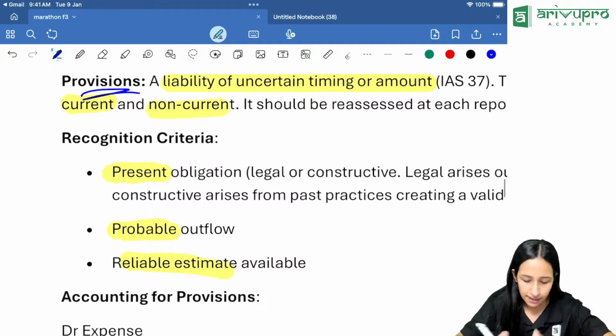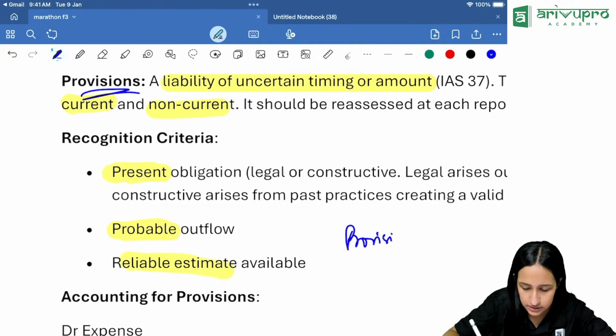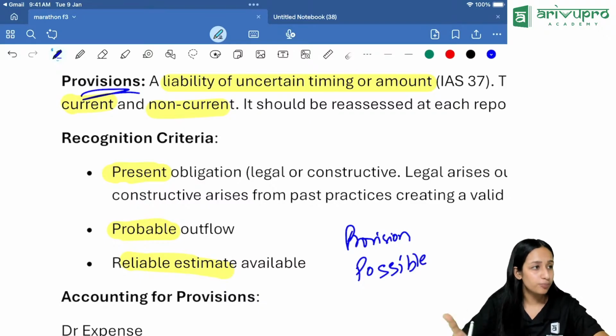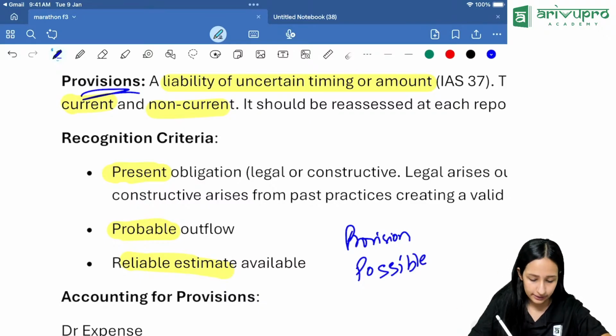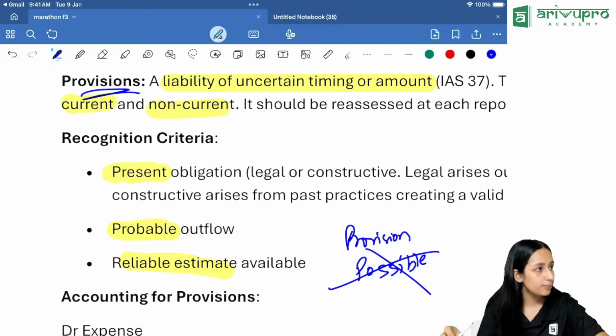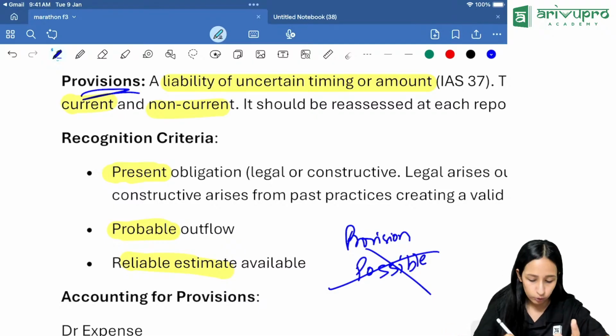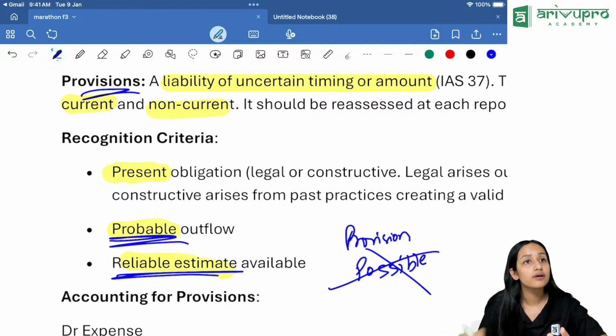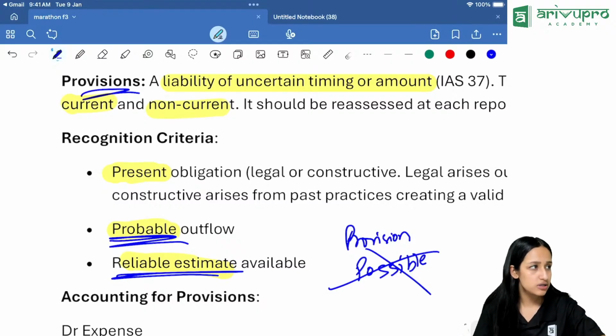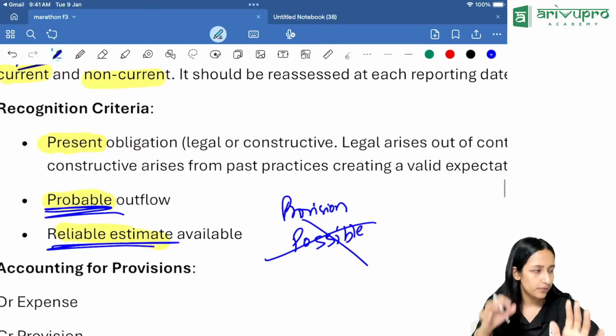Sometimes they will tell we have a provision, but it is possible, not probable, possible, they are telling. It is wrong. It cannot be a provision then. Got it? Only if it is probable and you can reliably measure how much is the cost that is gonna be incurred, that's gonna be provision.